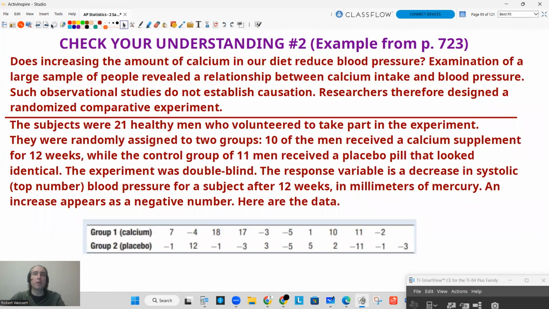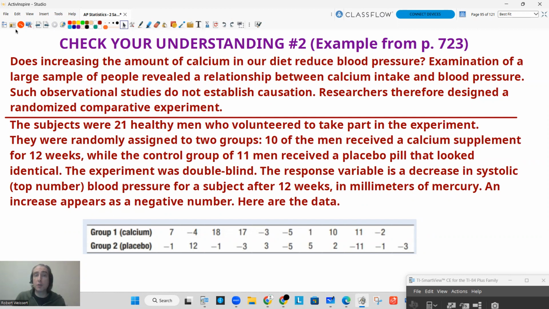All right, let's look at the other check your understanding from your handout. Pause the video if you want to read through it on your own. Does increasing the amount of calcium in our diet reduce blood pressure? Examination of a large sample of people revealed a relationship between calcium intake and blood pressure. Such observational studies do not establish causation. Researchers therefore designed a randomized comparative experiment. The subjects were 21 healthy men who volunteered to take part in the experiment.